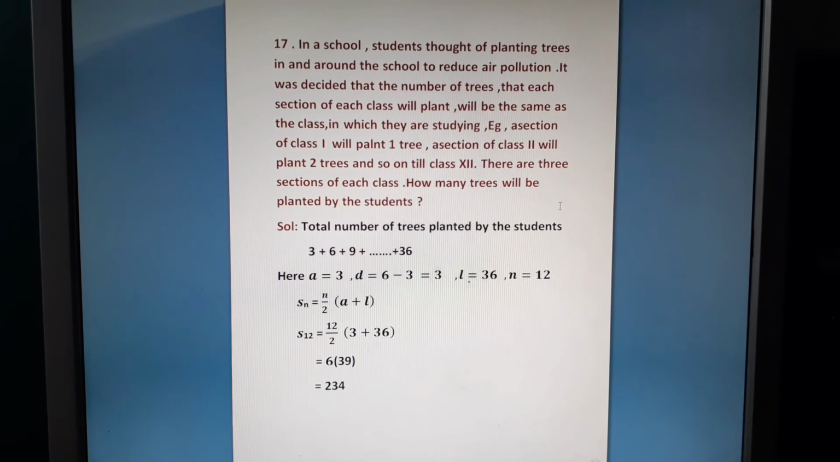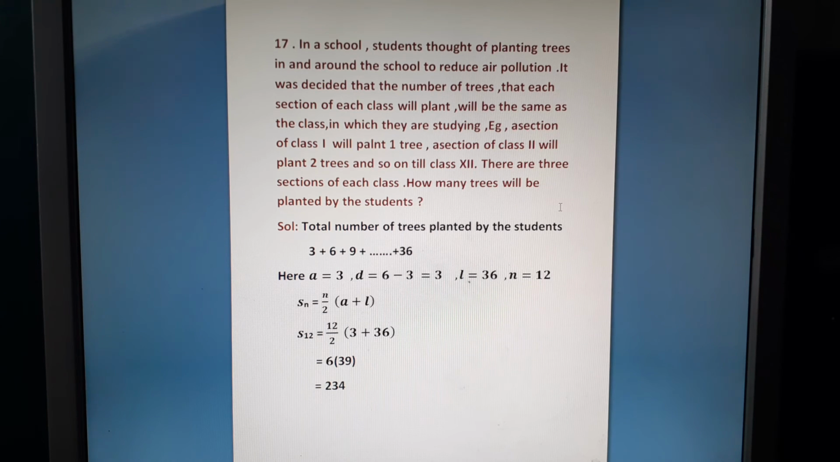Question number 17. In a school, students thought of planting trees in and around the school to reduce air pollution. It was decided that the number of trees that each section of each class will plant will be the same as the class in which they are studying. Example, a section of class 1 will plant 1 tree, a section of class 2 will plant 2 trees and so on till class 12. There are 3 sections of each class. How many trees will be planted by the students?